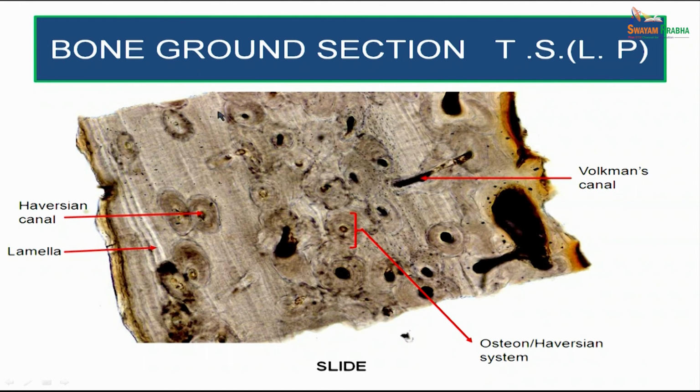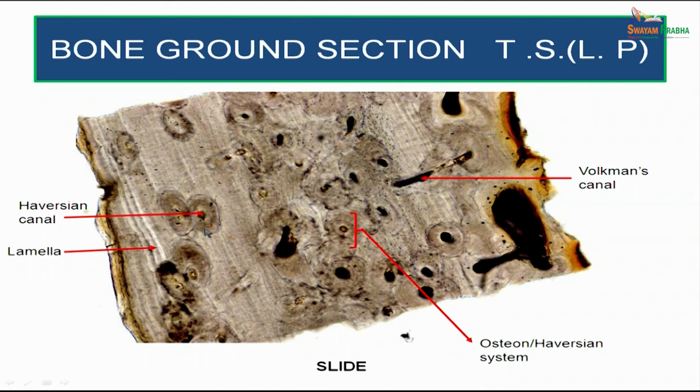So, now we are looking at a ground section. This is an actual slide of a bone prepared by ground section. It is in low power and we are seeing a TS or a transverse section. Now, it appears like this, the dark areas and light brownish yellowish areas. We can see these small circular areas. These are Haversian canals. You can appreciate them here, 1, 2, 3 and so many. So, these are all Haversian canals.